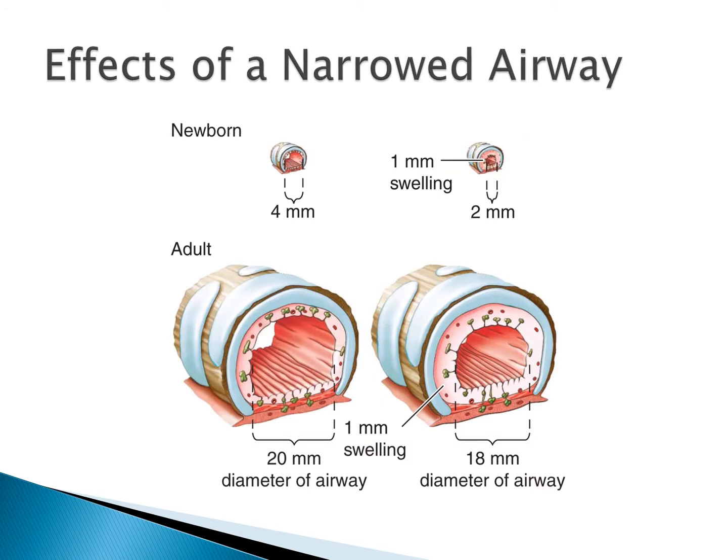And here's a little depiction of the impact of airway narrowing or swelling that compares newborn to adult. Certainly it could be really any infant, but you can see on the left what 1 millimeter of swelling does to the airway in the adult versus the newborn or infant. So there's dramatic narrowing, and with that comes a quite dramatic increase in airway resistance.